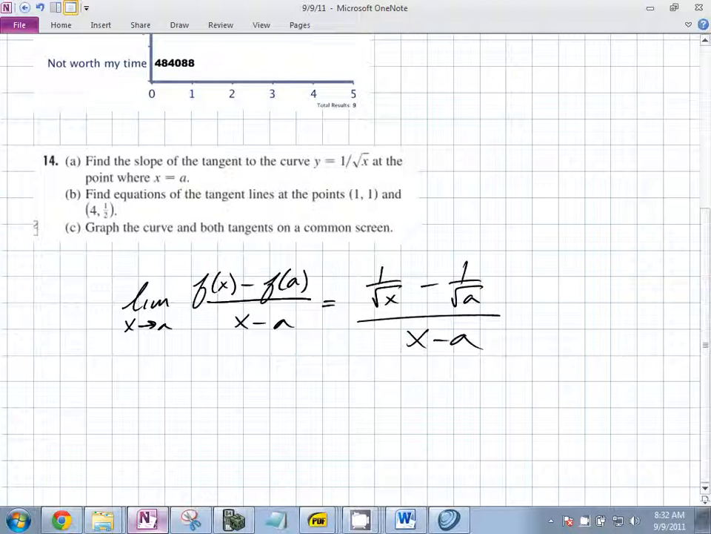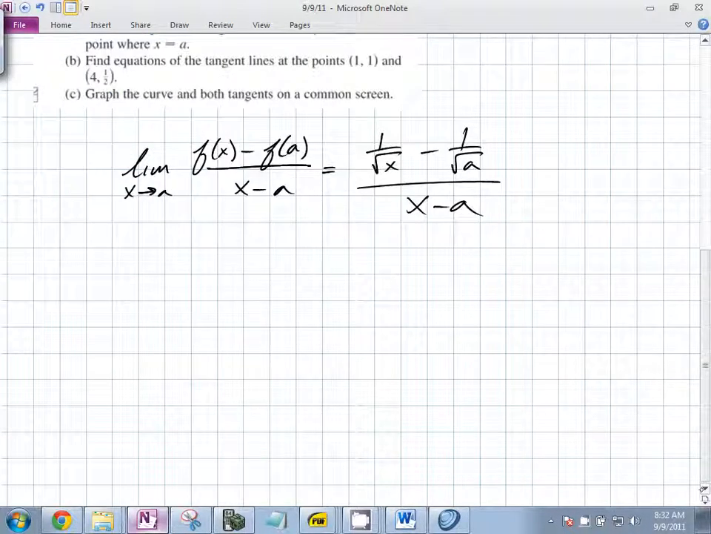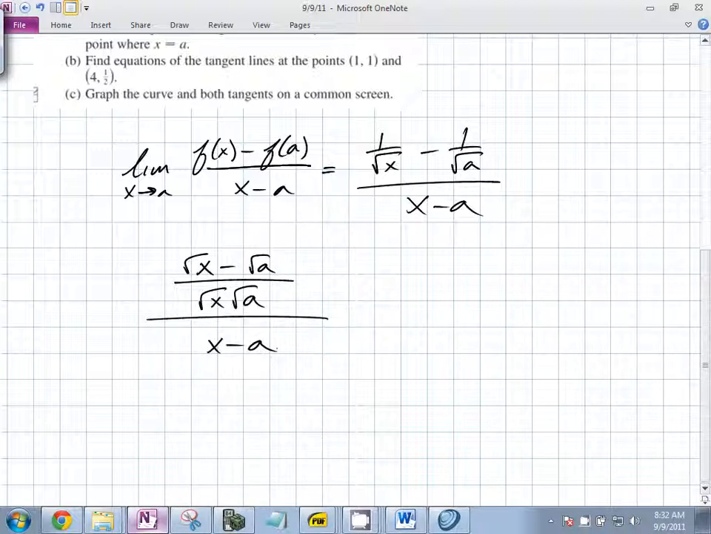The top. Those are two fractions. To add or subtract fractions, what do you need? A common denominator. So what are you going to end up with? Root x minus root a all over root x root a, all over x minus a. That's the common step. Are we okay so far? All I did was subtract fractions by getting a common denominator, which was root x root a. Right? We good?